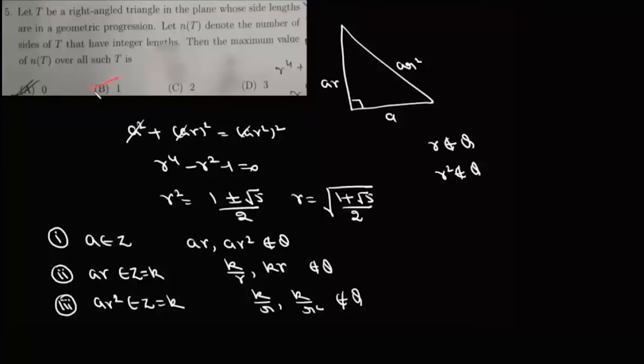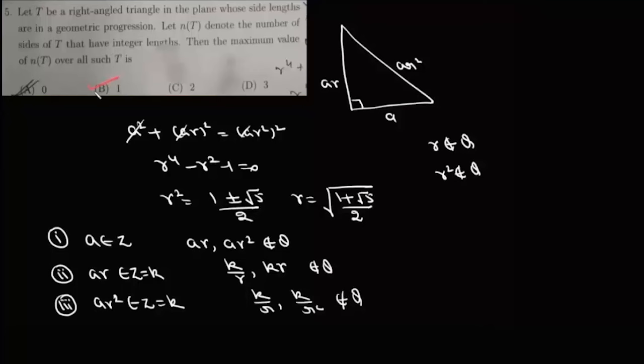(1 plus under root 5) by 2. We have discarded the minus sign, and r will be under root of (1 plus root 5) by 2. Now as we can see in this question, both r and r square are irrational. Now we need to find how many sides of this triangle can be integer.